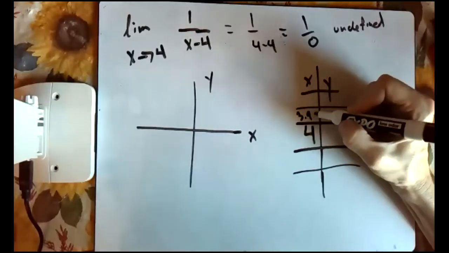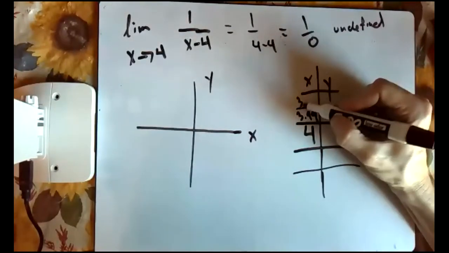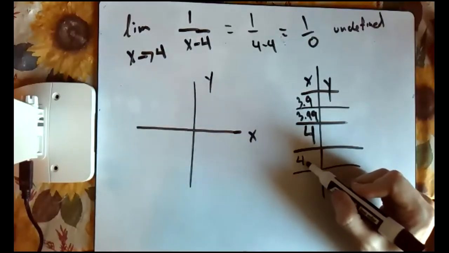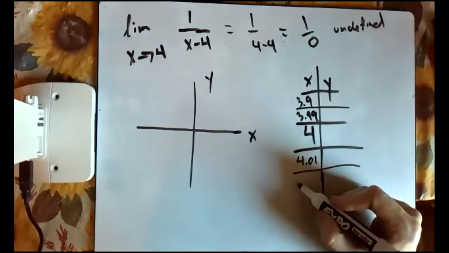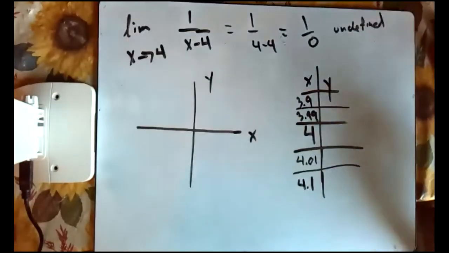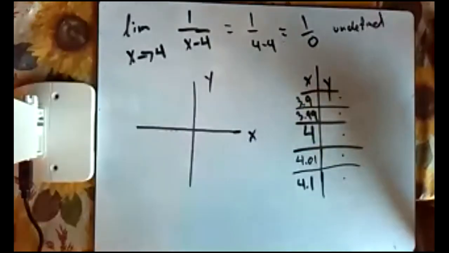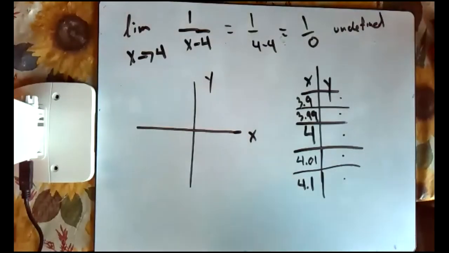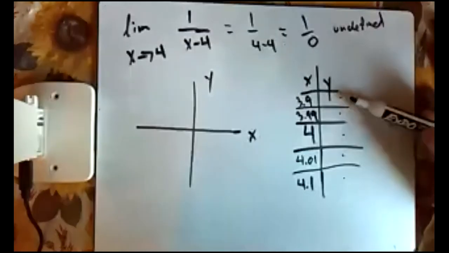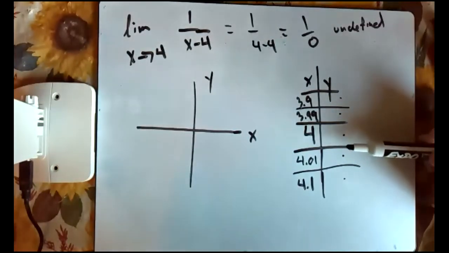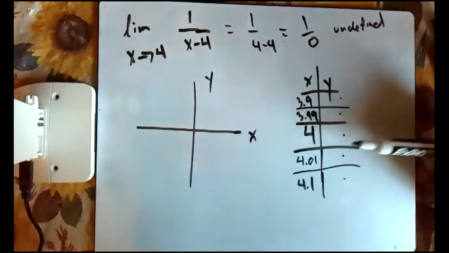So something slightly smaller, you could say 3.99 and 3.9, for example. Something a little bigger could be 4.01 and 4.1, something like that. And then you plug in your y values, and you would see that they could be homing in on something, or maybe not. Remember, if they both home in to the same y value from the left side and the right side, that would tell you that the limit does exist. If you're getting completely different numbers, then that tells you that the limit does not exist.